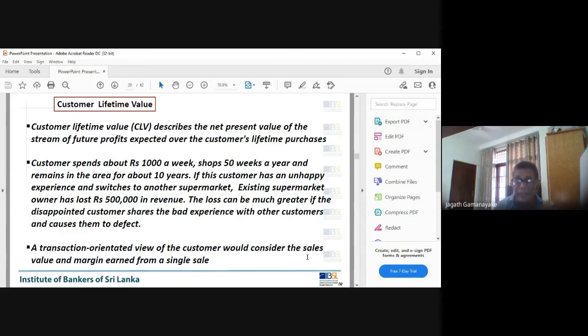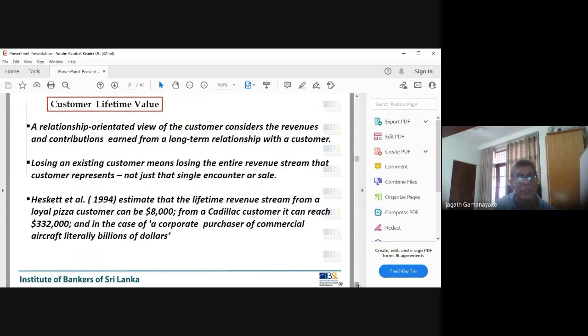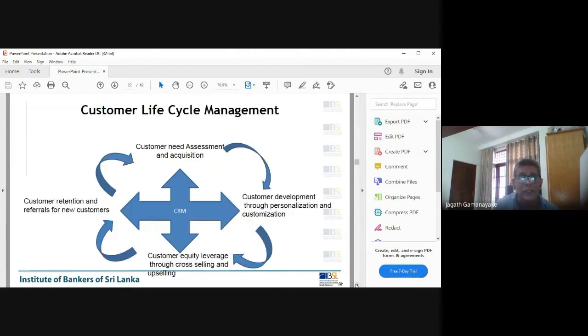Now, the loss of a customer, that means if they are not satisfied, you lose that income. So in monetary terms, you are losing 500,000 in revenue. That is what customer lifetime value is all about, and that is why CRM looks at it. It is a relationship-oriented view of the customer, considering the revenues and contribution earned from a long-term relationship with the customer. Okay, I think now you understood that.